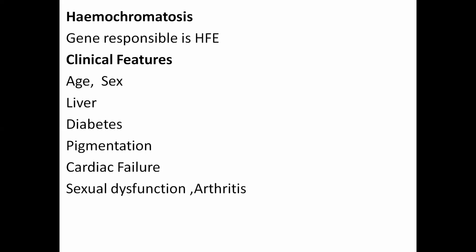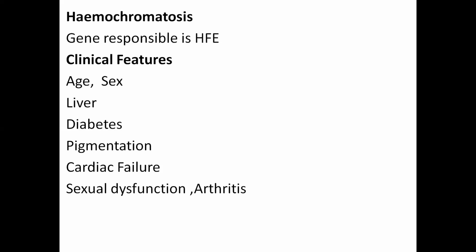The next organ affected is the endocrine system. When iron is deposited in the pituitary gland or hypothalamus, then there will be sexual dysfunction. In males, it will present as loss of libido, impotency, testicular atrophy, while in females, it will present as amenorrhea. In both sexes, there may be loss of hair. So these are the sexual dysfunctions due to pituitary dysfunction.